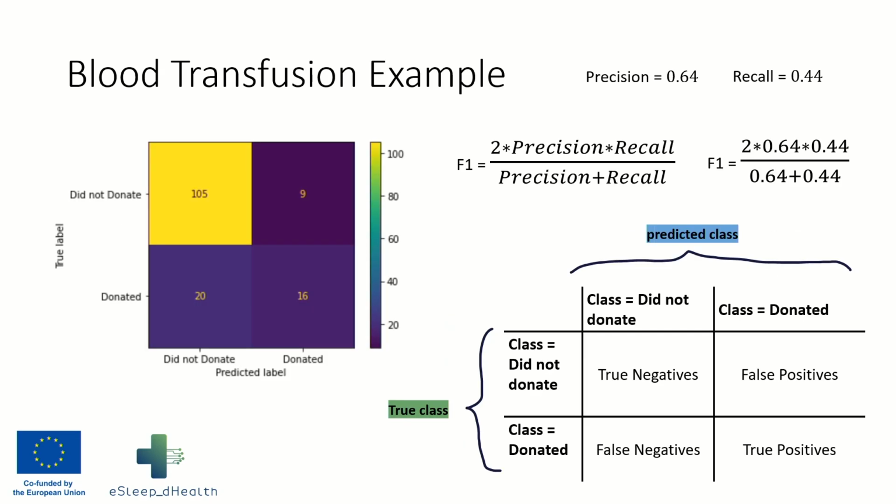And let's fill this in. So when we use the precision and the recall we calculated before, we just calculate 2 times 0.64 times 0.44 divided by 0.64 plus 0.44. And the result is the F1 score.